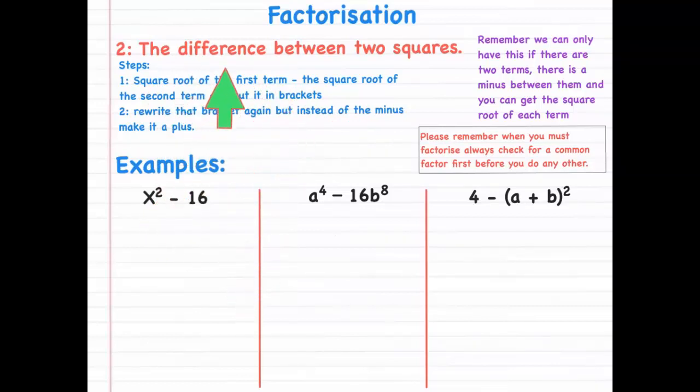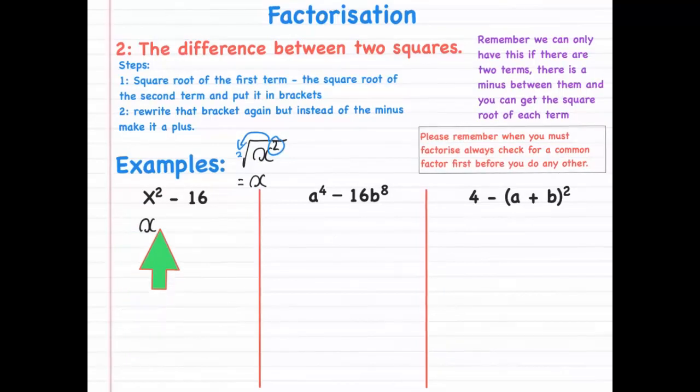So let's look at the examples for the difference between two squares. Well, there's no common factor between these two terms. So again, what's the square root of x to the power of 2? For those of you who don't know, I'll quickly show you for the last time. To get the square root of x to the power of 2, we take that 2 and divide it by the square root's 2 that is invisible there, and 2 divided by 2 is 1. So the square root of x to the power of 2 is x.